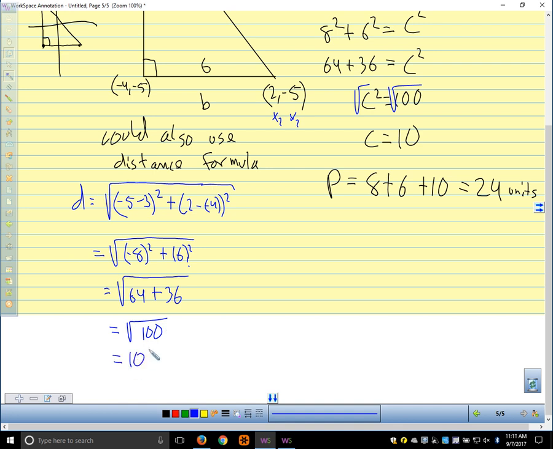And we said the distance formula comes from the Pythagorean theorem. So once we get past here, you end up with the same numbers. So you can do it either way. Now, if it were not a right triangle, you would have to use a distance formula. Okay, we're good with that example.